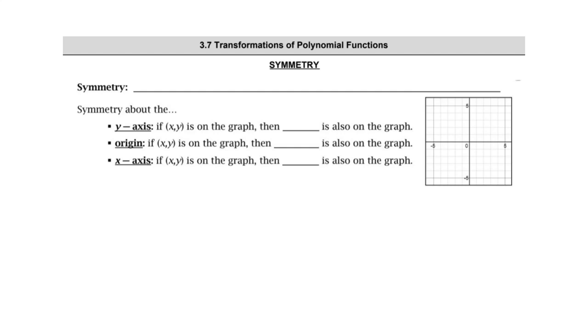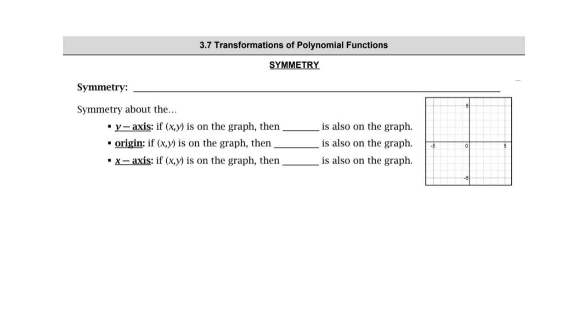Hey guys, this is 3.7 notes. It's called Transformations of Polynomial Functions, but it also deals a lot with something called symmetry, which we'll start by going through now.